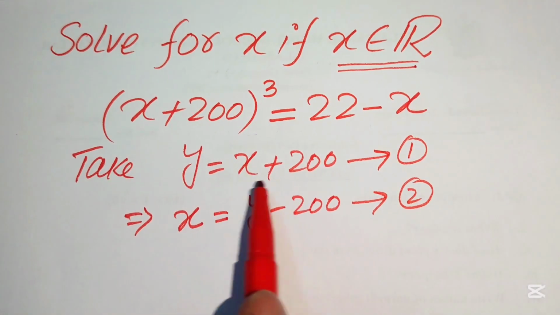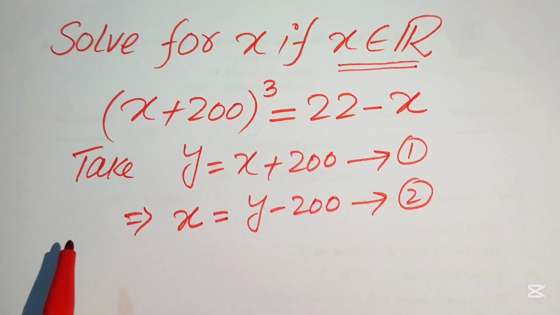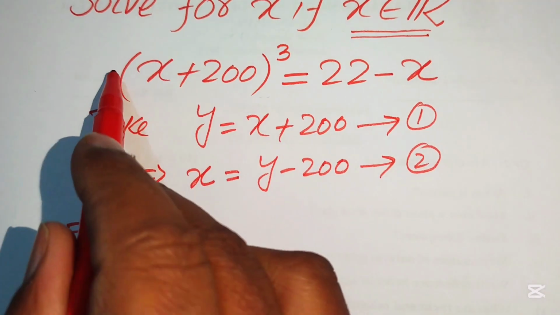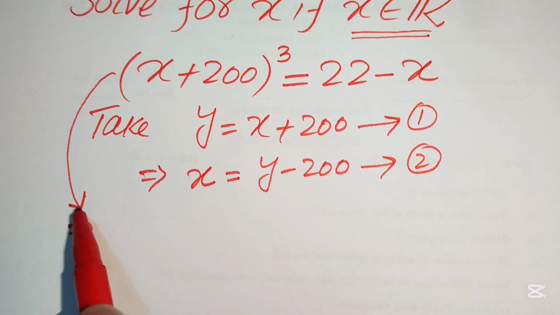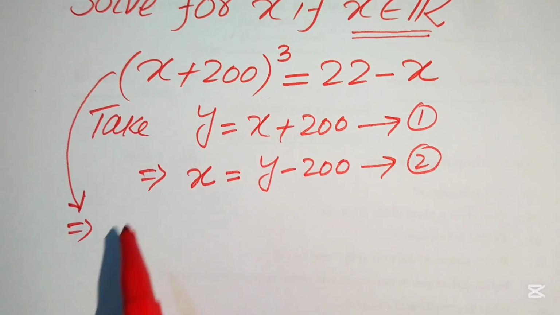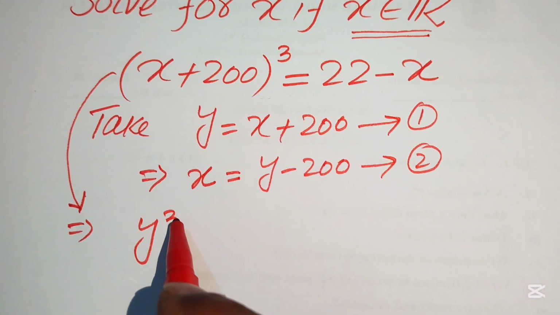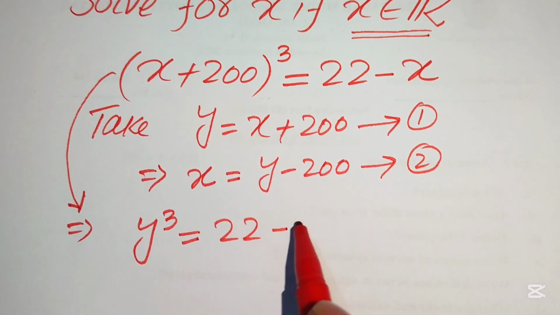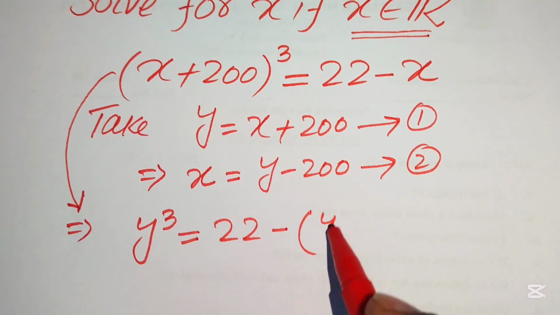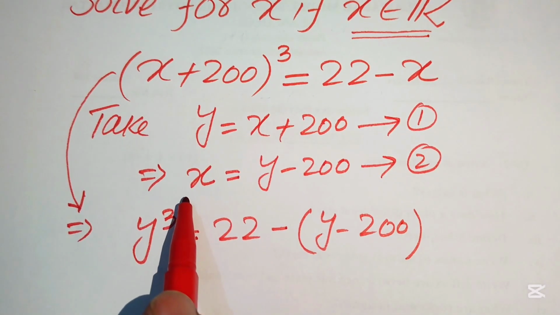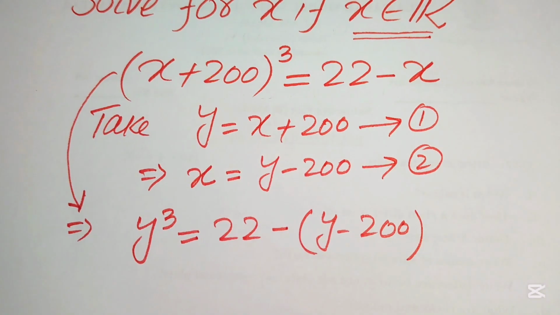So here we substitute this equation in the given equation. Now we substitute x + 200 = y, so this will be written as y^3 = 22 - x. The value of x is y - 200, so we substitute it in the given equation.